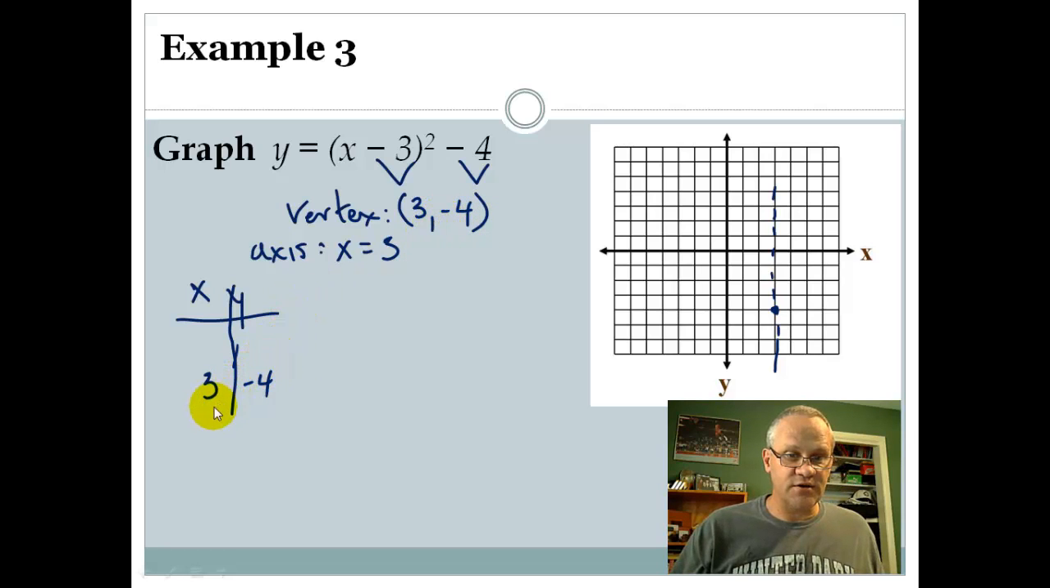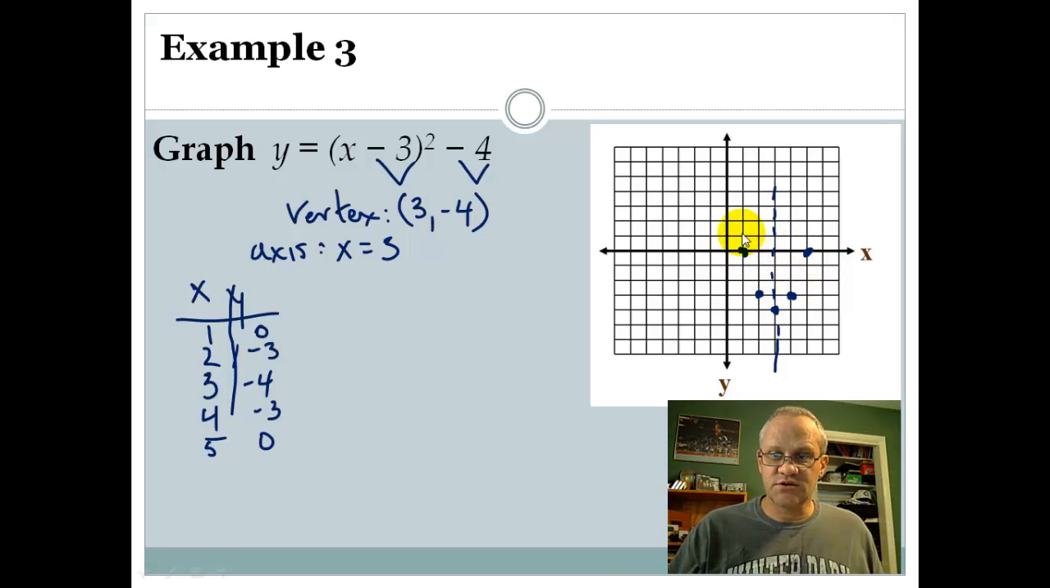And then I've got 4, -3, 2, -3, 1, 0, and then on the bottom side 5, 0. So we'll just plot these points here: 1, 0, 2, -3, 4, -3, and 5, 0. And you see what it looks like there.